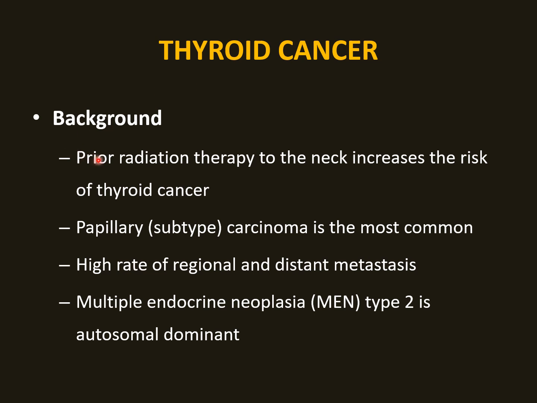Thyroid cancer. History of radiation or neck radiation increases the risk of thyroid cancer. Papillary carcinoma is the most common type of thyroid cancer. It has a high rate of regional and distant metastasis. That's why early diagnosis is very important. Multiple endocrine neoplasia type 2 is autosomal dominant and commonly associated with thyroid cancer.